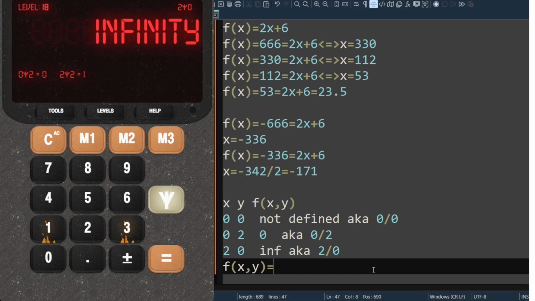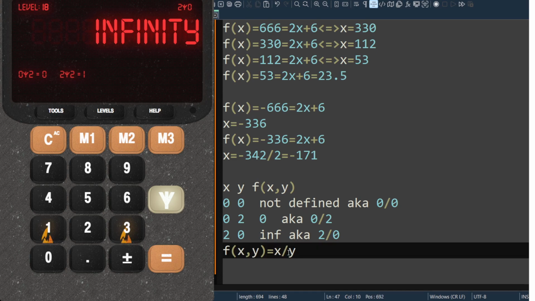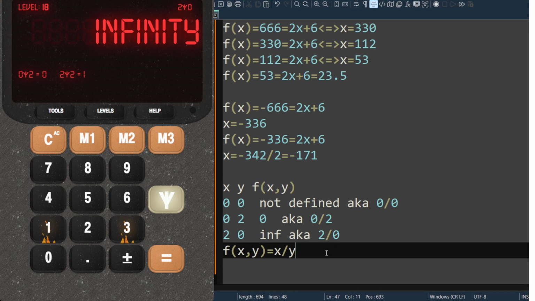which one over which one? X divided by y. Which in that case, let's go for we do now need to find two values which together equal 666. Let's check out for some multiples of 666.